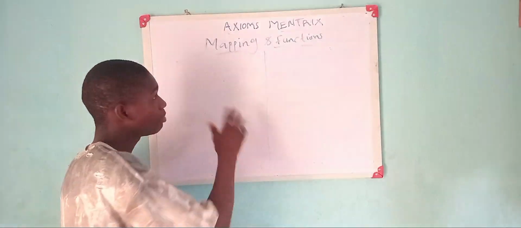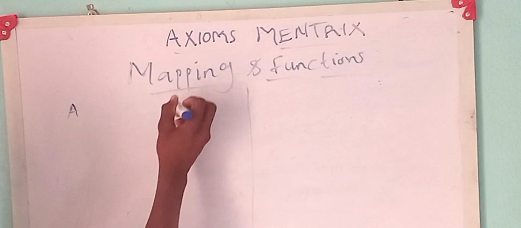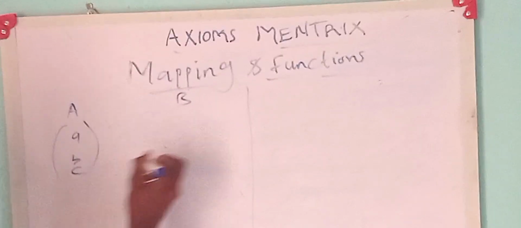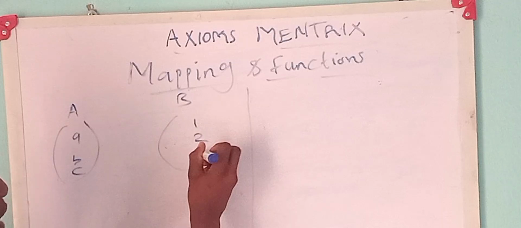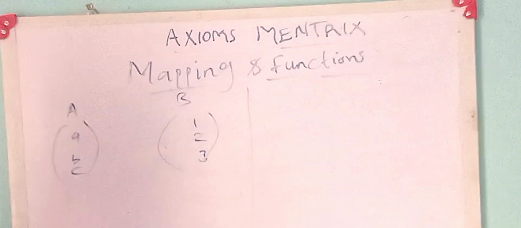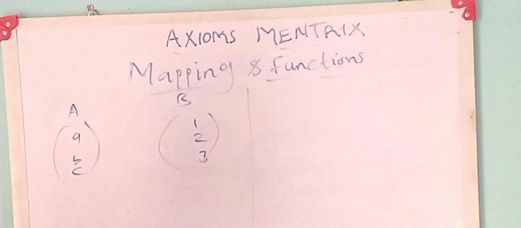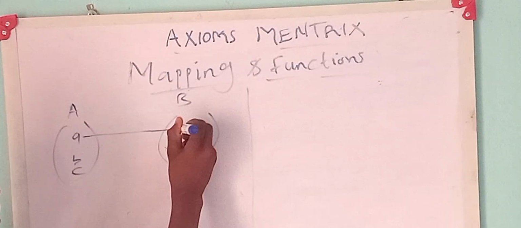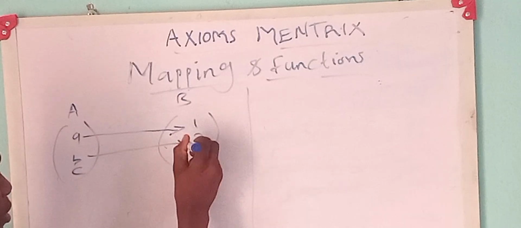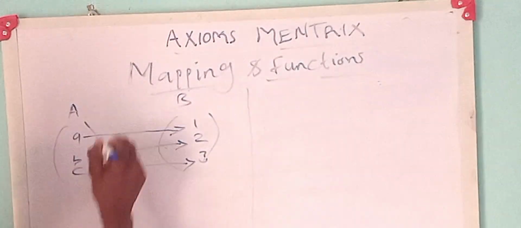When we're talking about mapping and function, let's say we have the set A and another set B. The elements in this set are A, B, and C, and the elements in this set are 1, 2, and 3. So these are two sets, and these are the elements they have in both sets. I'm going to explain some key parts for you. This is going to this, which is called the mapping, taking an element to another element.